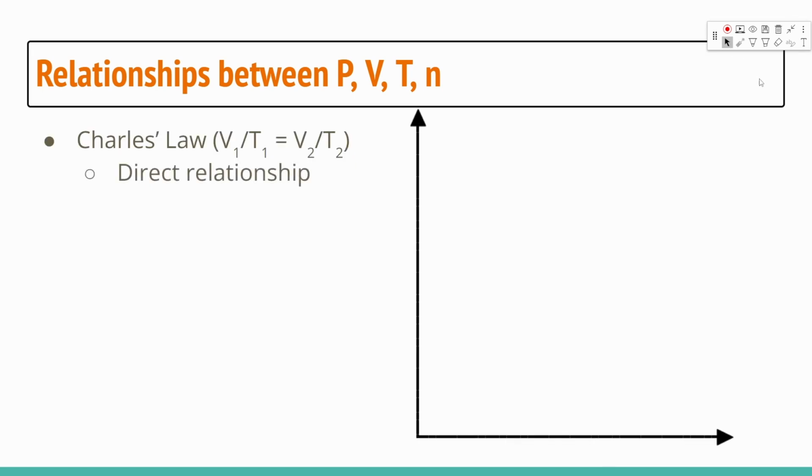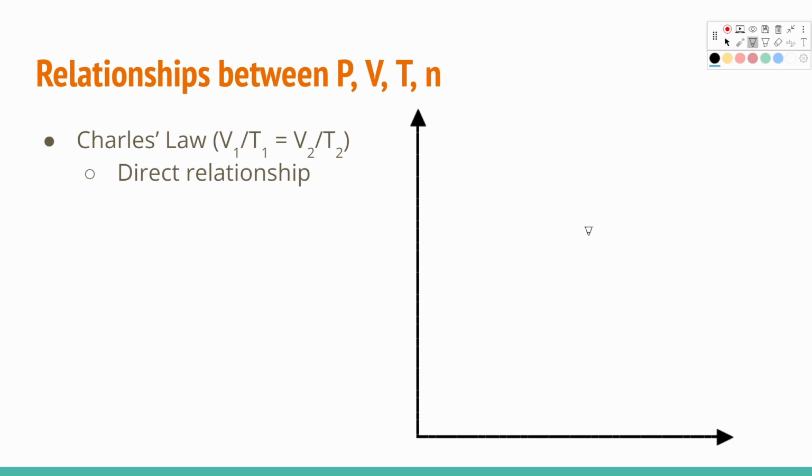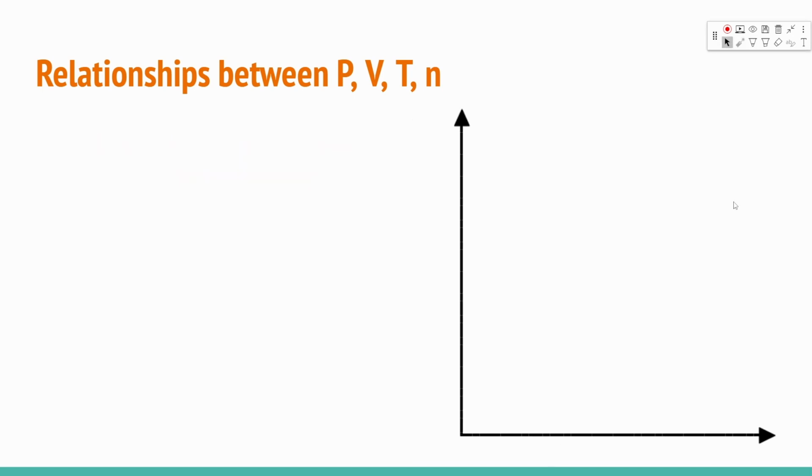So Charles' law is the other law that we do, and it is a direct relationship similarly to the other one. So if I increase V, I increase T. And so when I'm showing this on the graph, I could, for example, put volume over here. I could put temperature over here. And so it's going to be a straight line going up because, again, as volume increases, temperature increases. If volume decreases, temperature decreases.